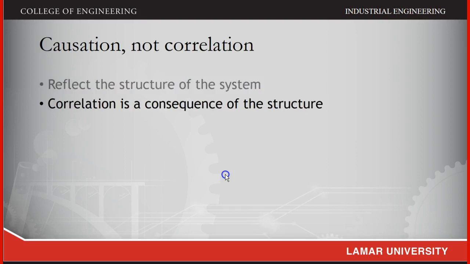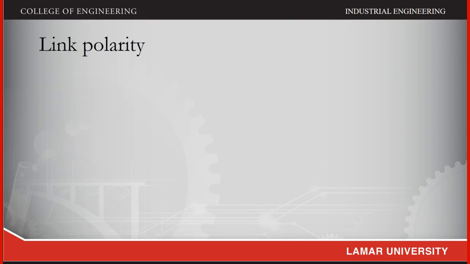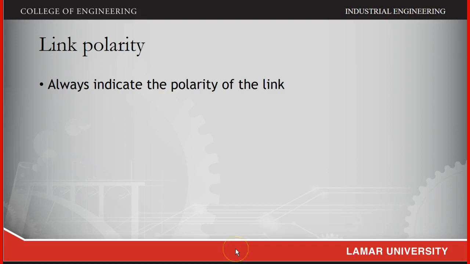If there is correlation between the variables, then that correlation should be present in the system as a consequence of the structure, as a consequence of the cause-effect relation between the variables. When we're working with the causal loop diagrams, we should always indicate the polarity of the link. And that is critical because by means of the polarity we define the structure of the system, whether it's a reinforcing loop or a balancing loop.